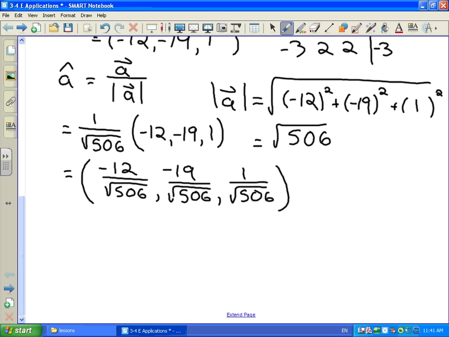Okay, and that is our final unit vector. We could work this out, and we would find that it has a magnitude of 1, and again, the relative sizes of the x, y, and z components tell us all of the directional information.